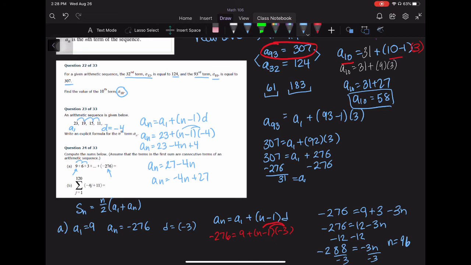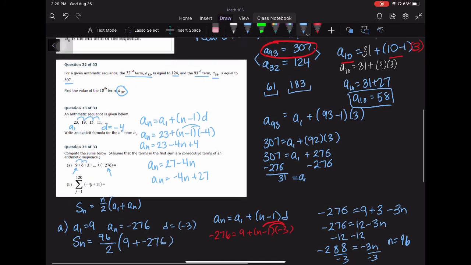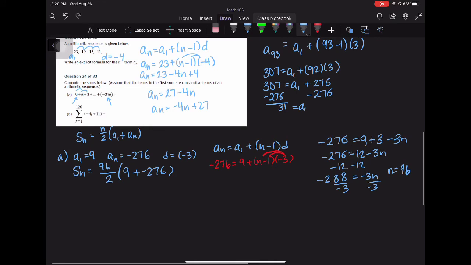Now that I know the first and the last term and how many terms there are, I can solve this equation. The sum is equal to 96, which is n, over 2 times 9 plus -276, which is 48 times -276 plus 9, that's equal to -12,816.